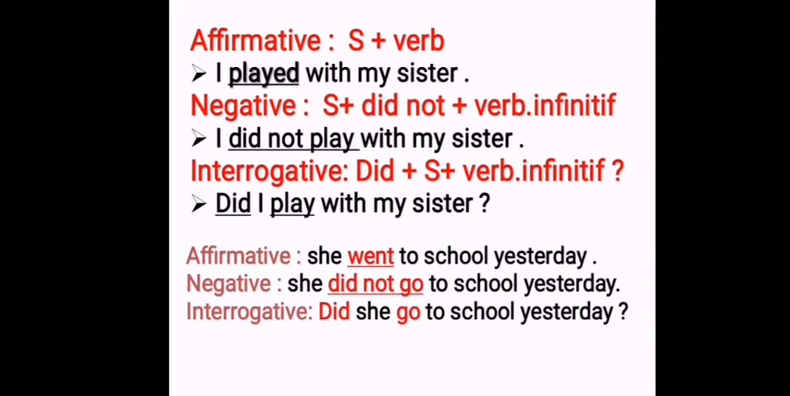So, now in the negative form, subject plus did not plus verb in the infinitive. So in the negative form, we add did not and we put the verb in the infinitive. Let's have an example. I did not play with my sister. Okay, we don't say I did not played with my sister. After did not, we put the verb in the infinitive. Okay, I did not play with my sister.